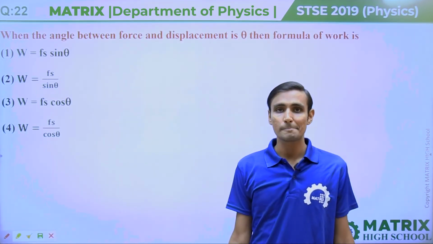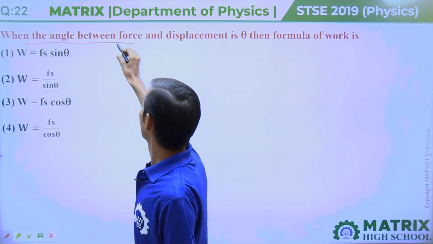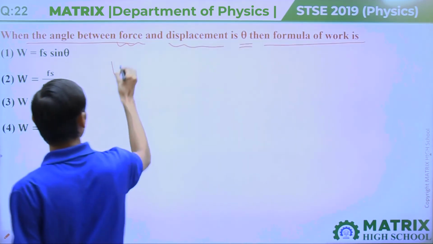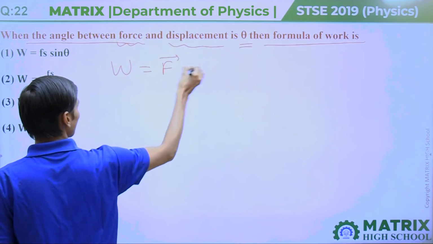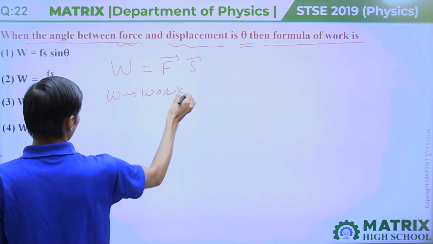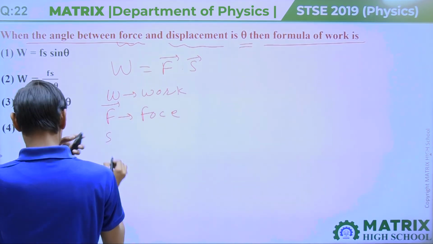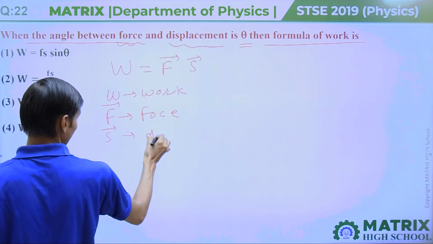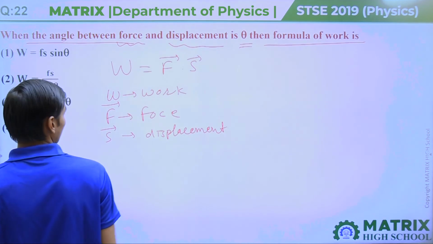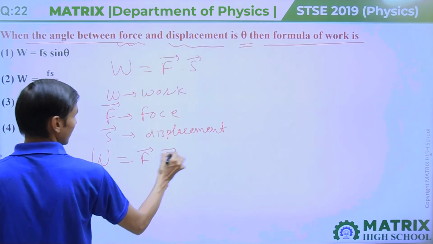Next question number 22. In this question, the angle between force and displacement is given as theta, and we need the formula of work done. As we know, work done is the dot product of force and displacement, where W is work, F vector is force vector, and S vector is displacement vector. So W equals F vector dot S vector.